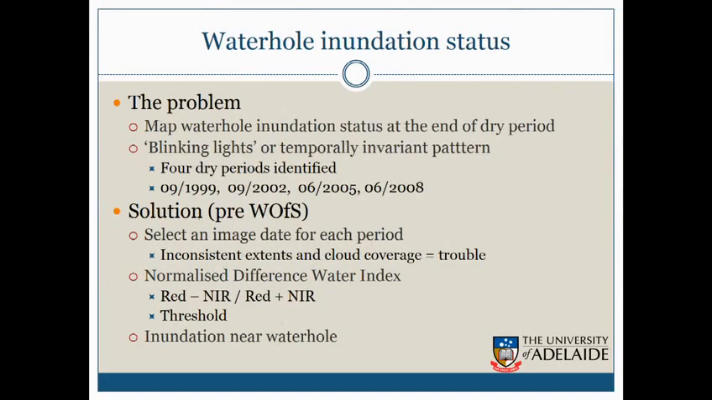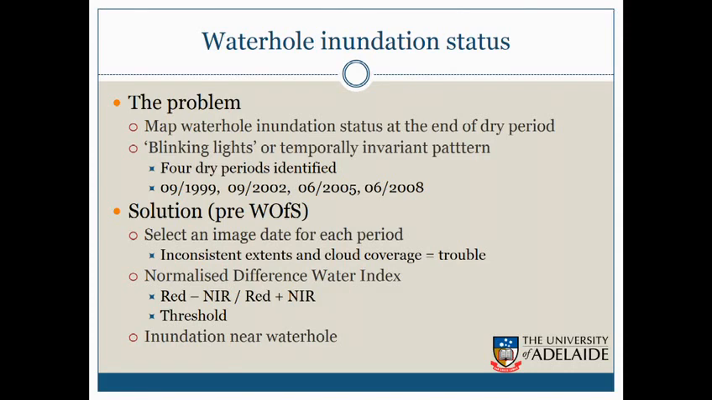So the problem that we were asked to deal with was to map inundation status of these waterholes at the end of dry periods to be able to see how they function, whether there are specific waterholes that persist for end of dry periods, or whether, depending on what the drying dynamic was, different waterholes stay inundated at some end of dry periods, whereas others might actually come online for a different period. We used these 4 dry periods: 99, 2002, 2005, and 2008.